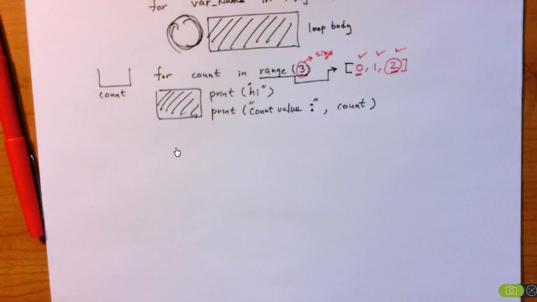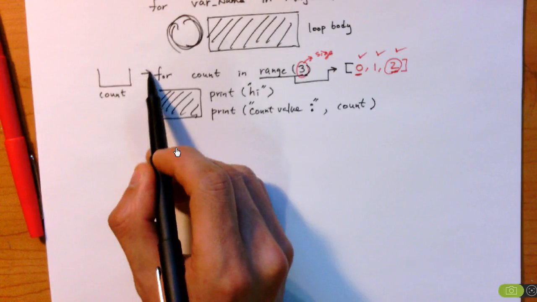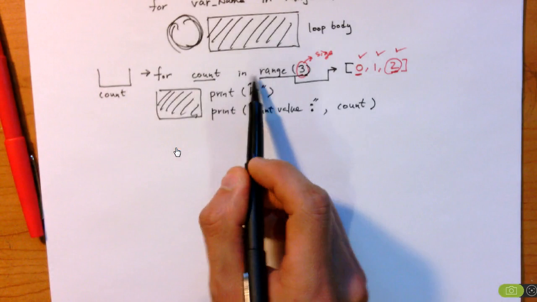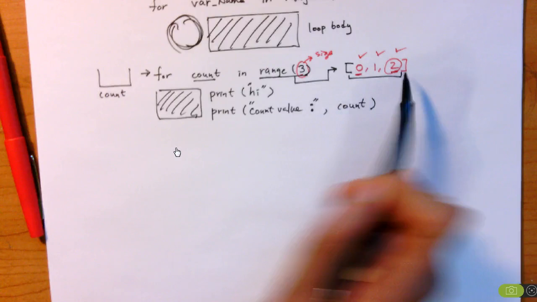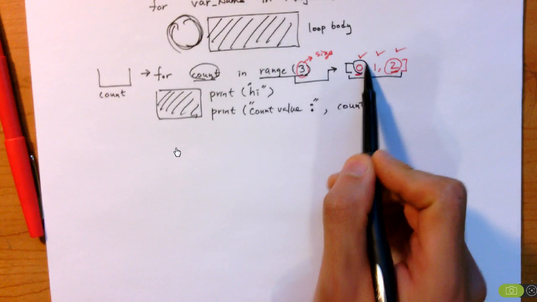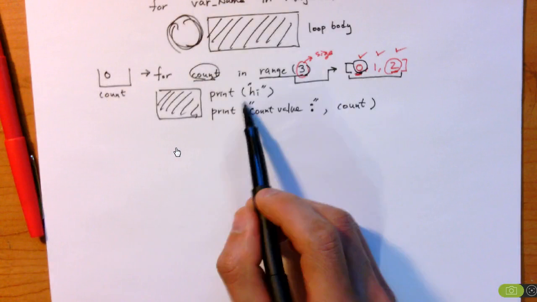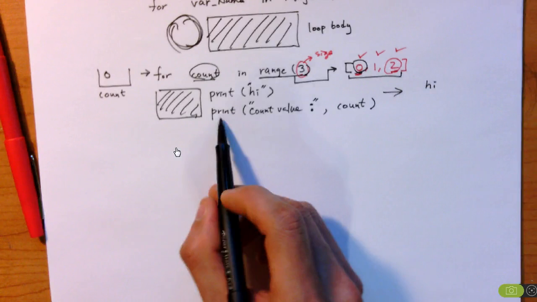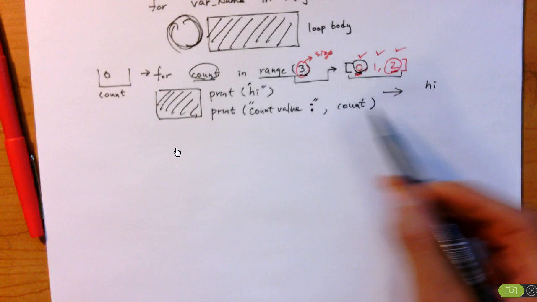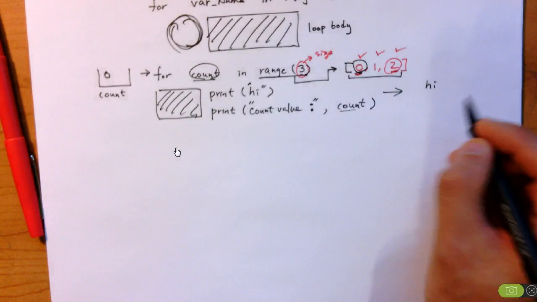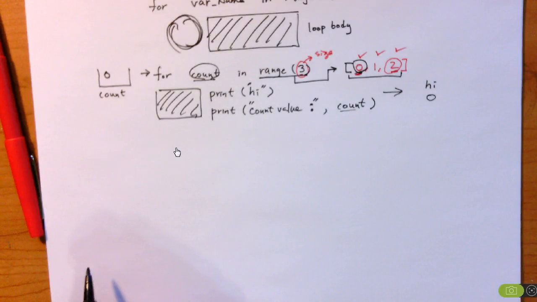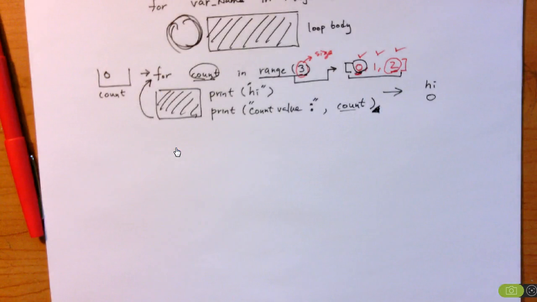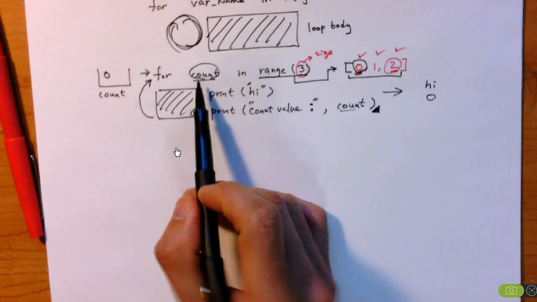As you can see, first it executes the loop header. First count is in range, so the first count value is 0. On your screen it'll print hi. Then we'll execute the next statement, which is count value is count. So print count, which is 0. Once it's done, it goes back to the loop header, and now the count value becomes 1.